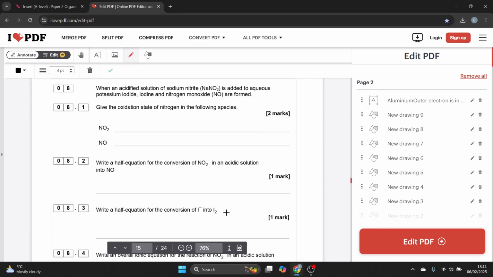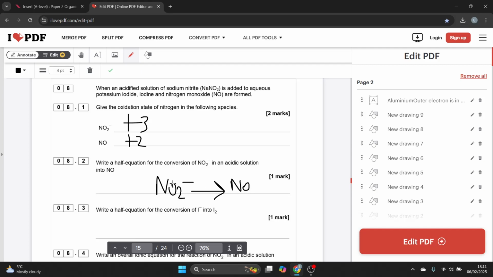Give the oxidation state of nitrogen in the following species. NO2-, well, oxygen is minus 2 times by 4, minus 4, so that's going to be plus 3, and here is going to be plus 2. Right, half equation for the conversion of NO2- in acidic solution into NO.